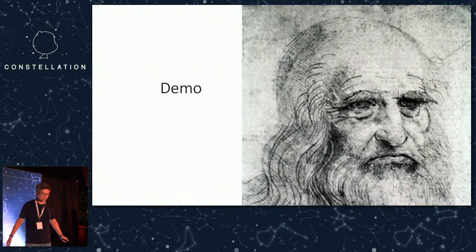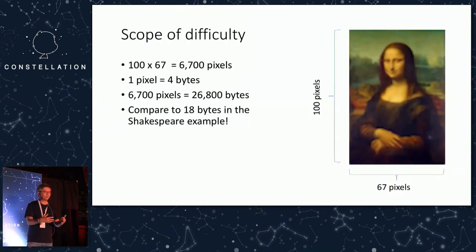Okay, Da Vinci. Just to set a context of the difficulty as compared to the previous demo. Just now I had 18 bytes, but here I'm actually reducing the size of the image. It's a 100 pixel by 67 pixel image, so that's like 6,700 pixels. Each pixel has 4 bytes. That's 26,800 bytes compared to 18 bytes. So the level of complexity is many, many times more. It is not actually a simpler piece of work.